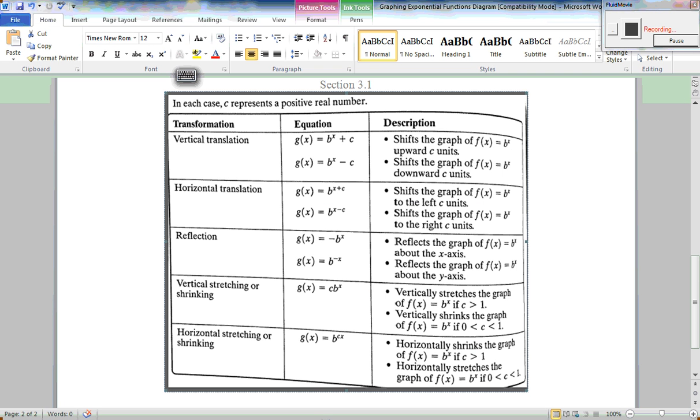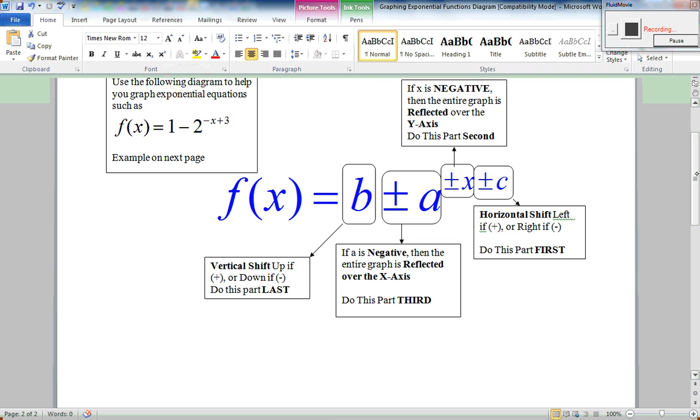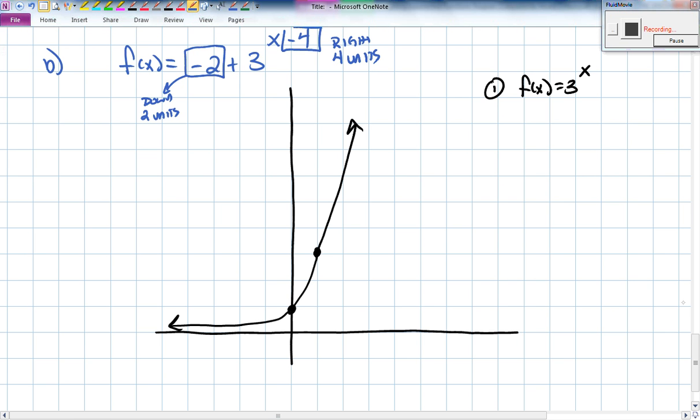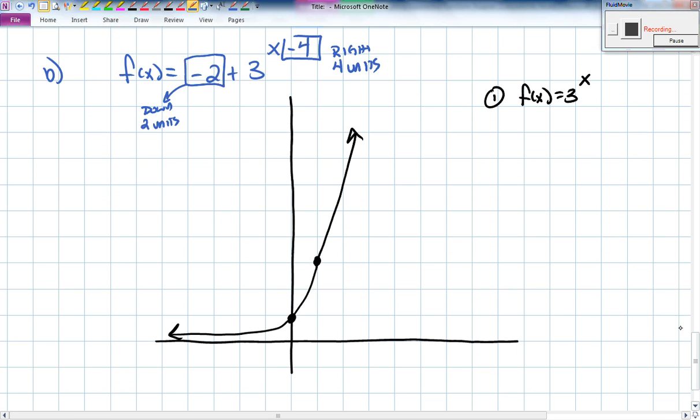Okay, so here's what I'm looking at. I'm looking at this thing right here. This tells me what I'm looking at. So the piece out in front is going to go up or down, depending on if it's positive or negative. I got this constant part in the back here, this plus or minus c. It's a horizontal shift. Left if it's positive, right if it's negative. And I have my base function. So this little diagram here is going to be very, very helpful in figuring out what each of these are going to do. You should use it. You should memorize it by then.